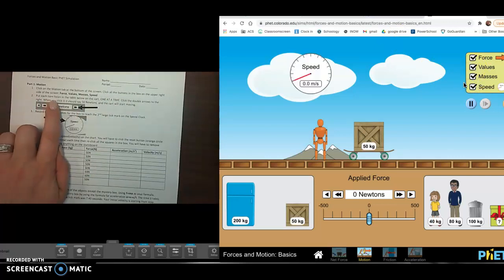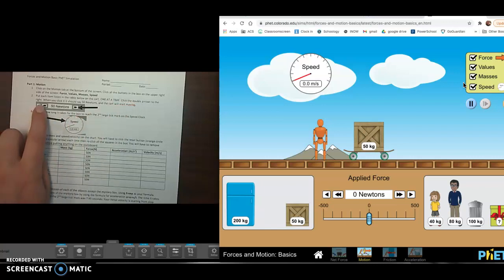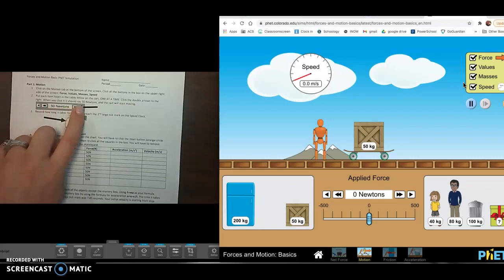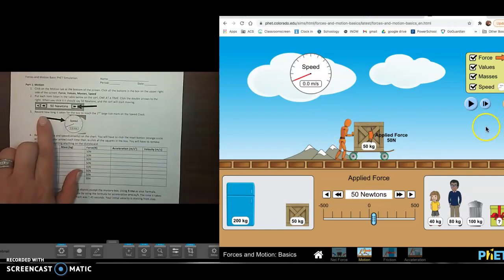It says put each item listed in the table on the cart one at a time. And then click the double arrow on the right to see. And when you click, it should say 50 newtons. All right, so right there, if you click right here, the double arrow, it says 50 newtons. So that's the amount of force that's being applied in that direction. All right, so you're going to record how long it takes to get, or the speed that the box is at when it reaches the second tick mark right there. And you're going to do it for each object.